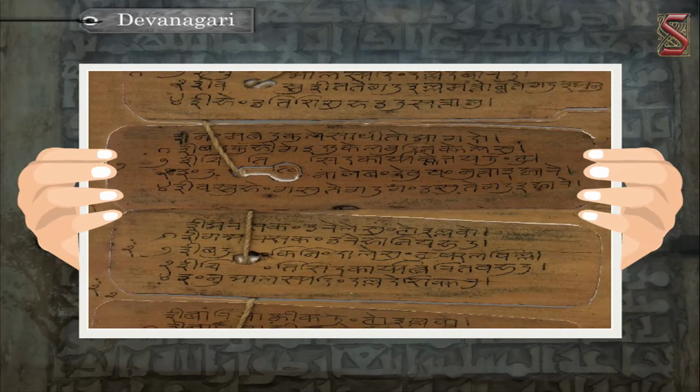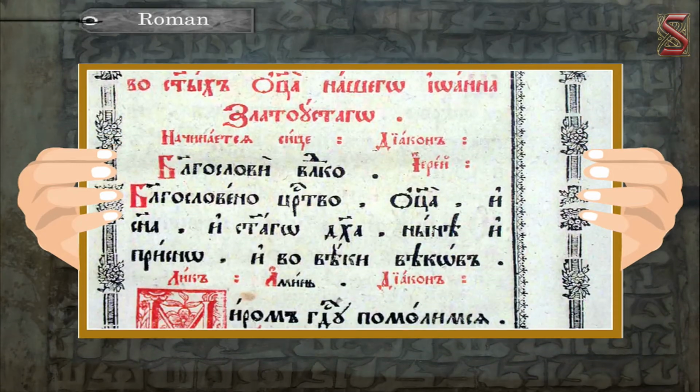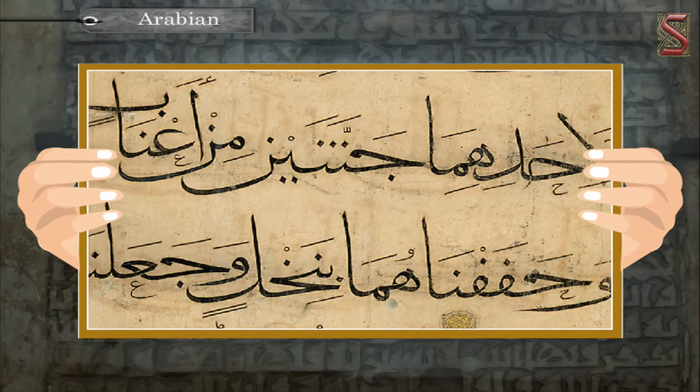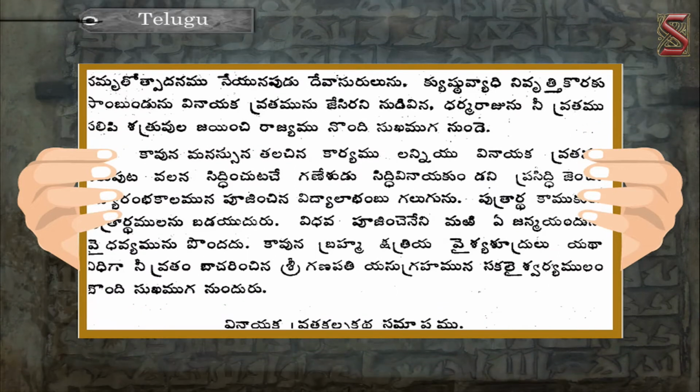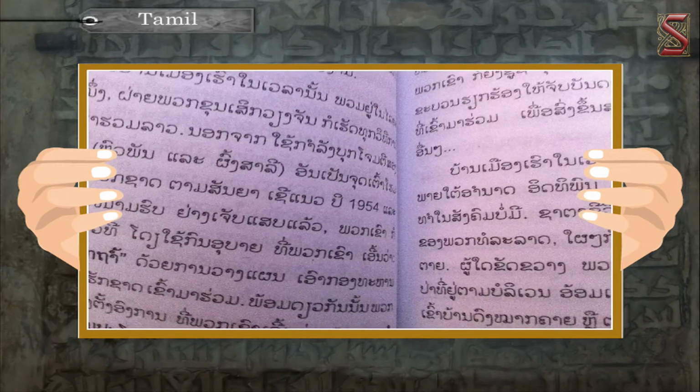So, how do we read and write languages? We read and write the languages with the help of script. Many different kinds of scripts are used around the world, like the Devanagari script, the Roman script, the Arabian script, the Telugu script, the Tamil script, and so on.